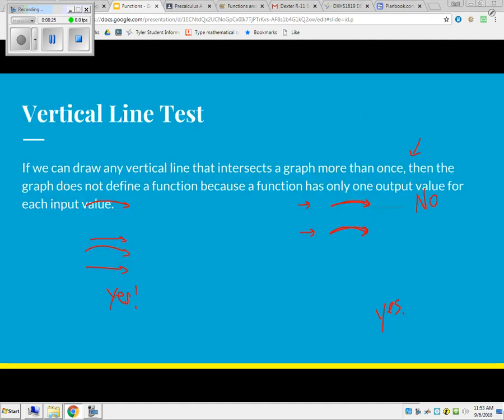Now, whenever we're dealing with graphs, it gets a lot easier. A lot of people have heard of the vertical line test. The vertical line test simply says that if we can draw any vertical line that intersects a graph more than once, then the graph does not define a function. Because, and I just restated my definition of function right here, each input value has only one output. So every input has to go to 1.